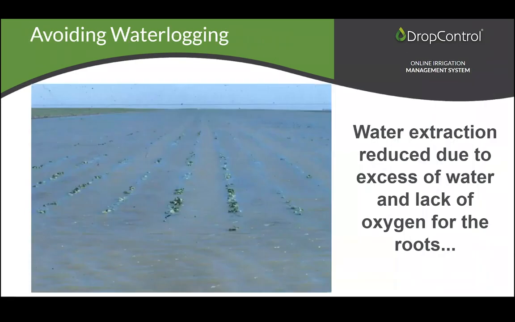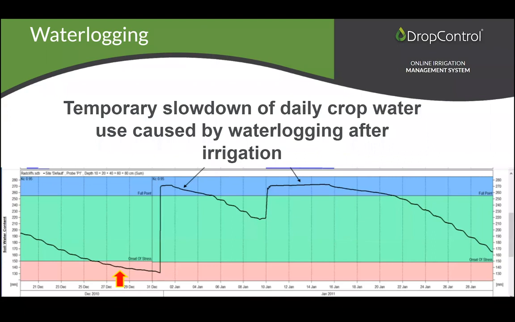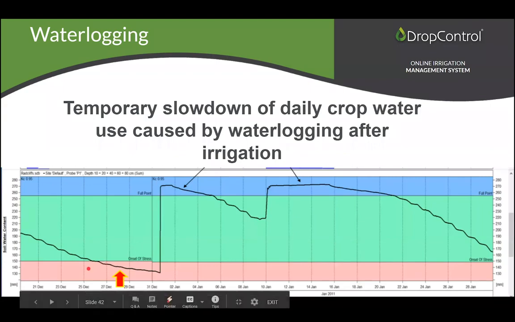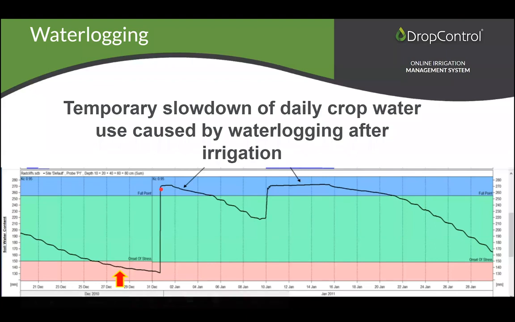We want to keep our trees always in that fairway. And this is what we want to avoid: water logging, where water extraction is reduced due to excessive water and lack of oxygen for the roots. And we've seen this happen. We've seen this where maybe a grower waits too long to irrigate and then decides to irrigate, and by irrigating too much, puts too much water, thinking he'll buy more time.